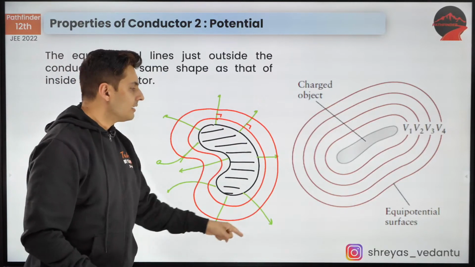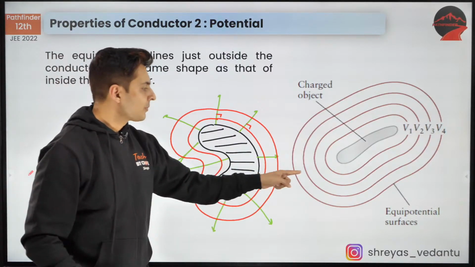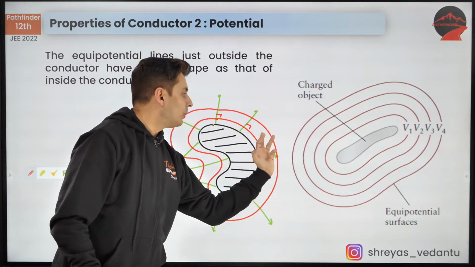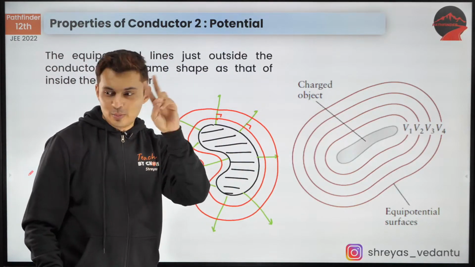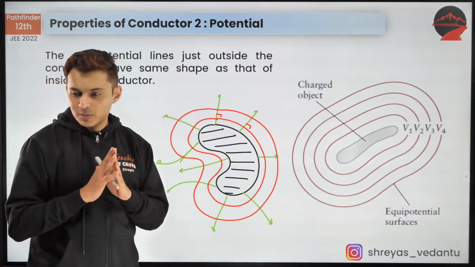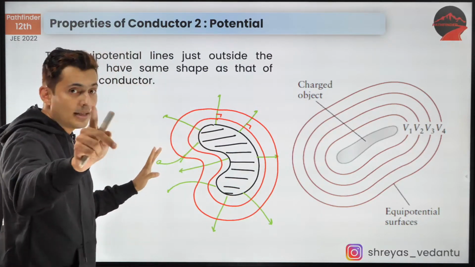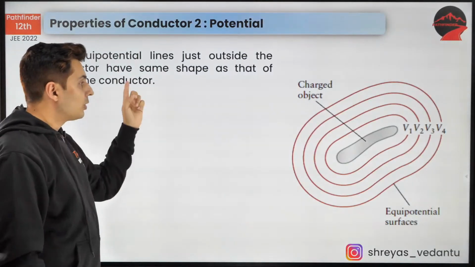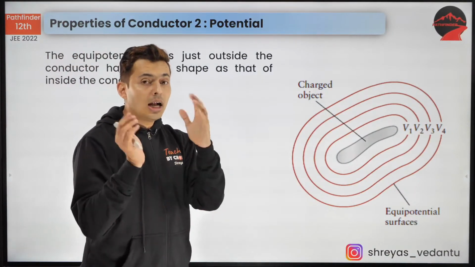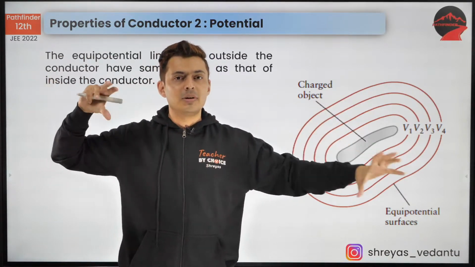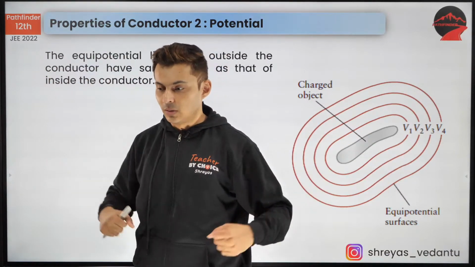So these red lines are equipotential lines. Any point on that red line will have the same potential, but 2 points on 2 different red lines will have a potential difference. I hope this is clear. Understood, everyone? Very important: as you take a conductor, the potential lines surround that conductor and take the same shape, and they grow bigger and bigger as if somebody is zooming onto it.